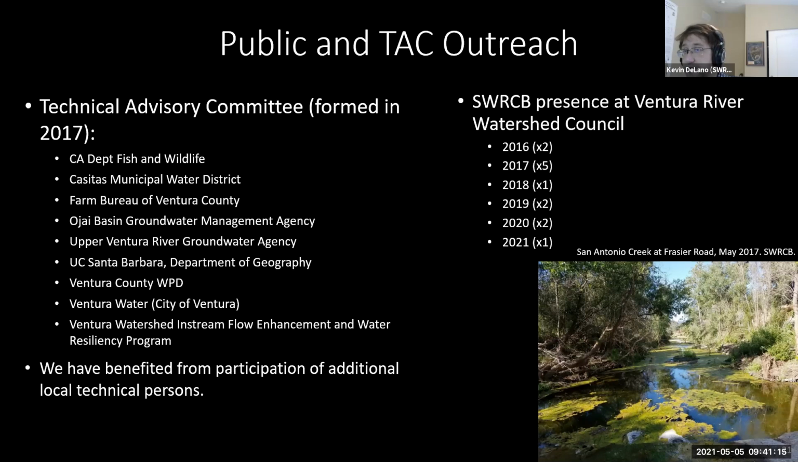We formed a Technical Advisory Committee in 2017, and we've had representation from all these different entities listed on the left. We've also benefited from the participation of additional local technical persons that we didn't initially invite, but they showed up at our TAC meetings and had really great feedback. So we thank everyone for their constructive feedback. We thank the Watershed Council for letting us attend, to listen, to build relationships, to provide updates and presentations, and we will continue to use these venues and this public engagement format as model development continues.